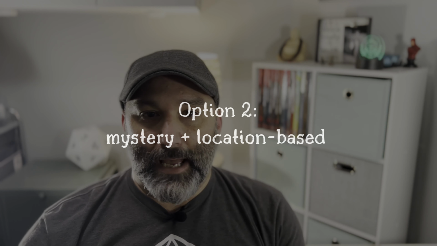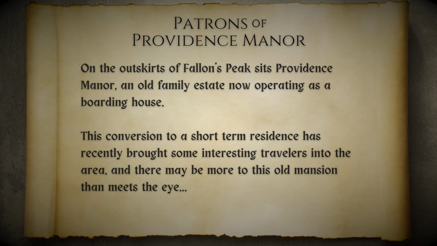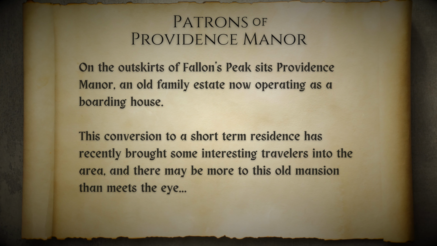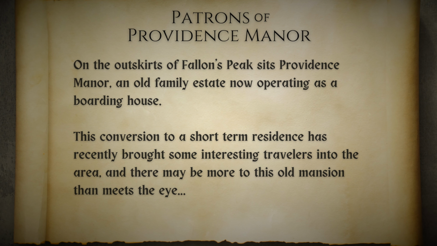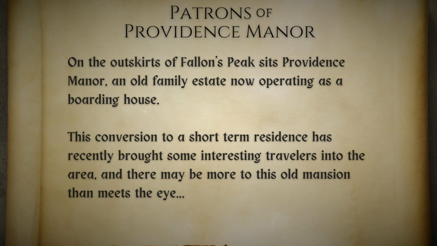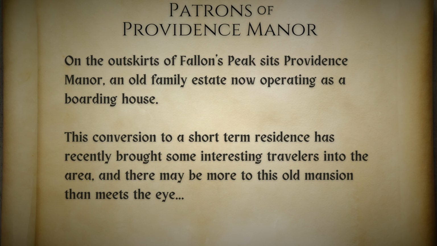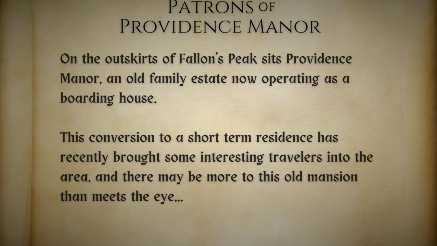Okay, for option 2, we'll go with a combination of mystery and location-based campaign themes. Patrons of Providence Manor. On the outskirts of Fallon's Peak sits Providence Manor, an old family estate now operating as a boarding house. This conversion to a short-term residence has recently brought some interesting travelers to the area, and there may be more to the old mansion than meets the eye.